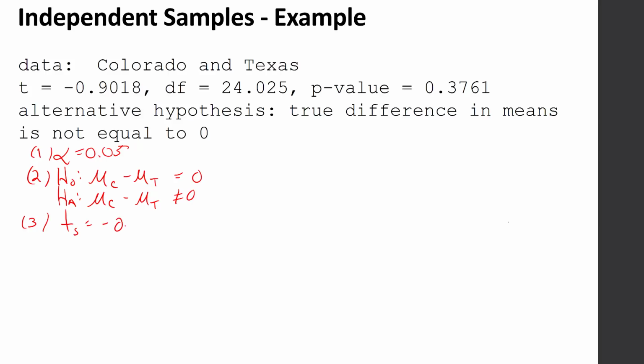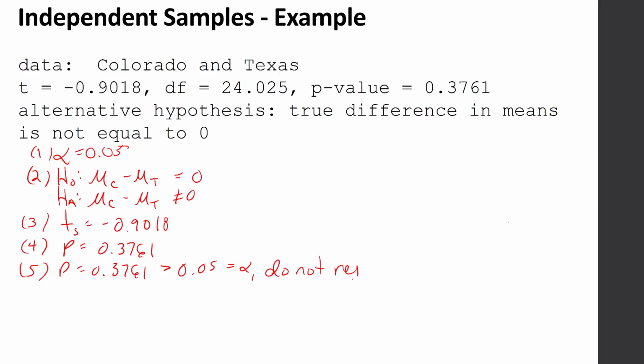I can see from my output that it's negative 0.9018. And the p-value is right in the output too. It's 0.3761. All right, clearly that p-value is very big. 0.3761 is larger than our alpha level of 0.05. The p is not low, so the null does not go. Do not reject the null hypothesis. And now we can make our conclusion in terms of the alternative. This time, since we did not reject the null hypothesis, we do not have enough evidence for the alternative.